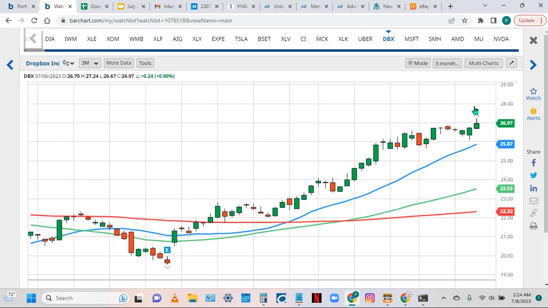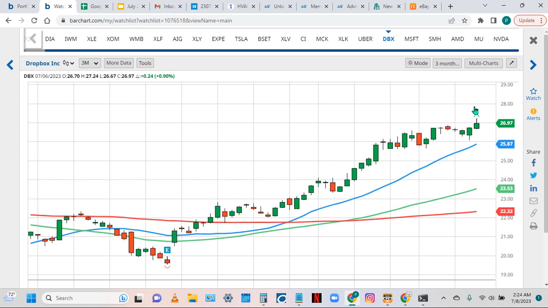There's another tech company, Dropbox, has had a nice year. It's got a flat long-term moving average, which indicates kind of that stage one. It looks like it's come out of stage one into stage two.